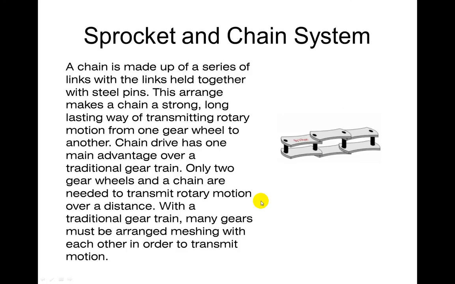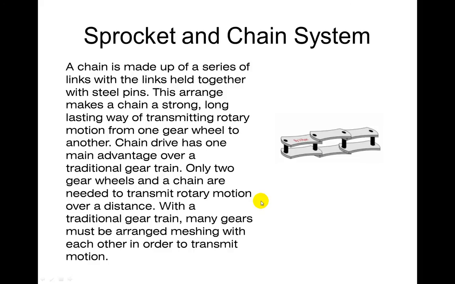And so a chain is made up of a series of links, held together with steel pins. This makes a chain a strong, long-lasting way of transmitting rotary motion from one gear wheel to another.